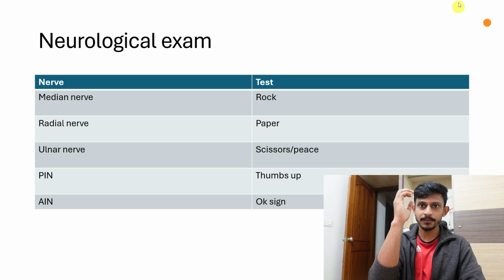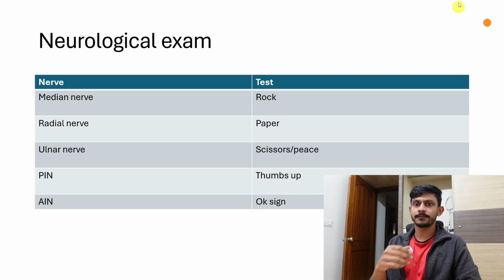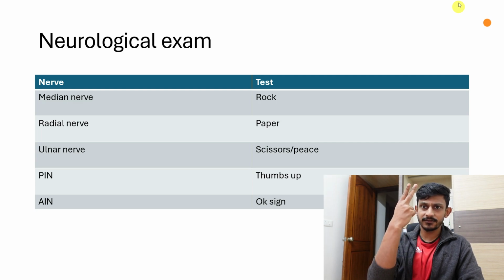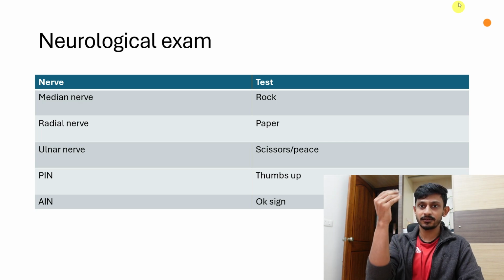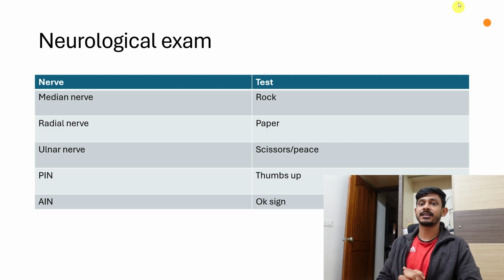Paper you can see is used to test wrist extension and extension of the fingers, which as you know, the extensor compartment is primarily supplied by the radial nerve. Thirdly, scissors or the peace sign is used to test the ulnar nerve because the finger abductors and adductors, which are the interossei, are all supplied by the ulnar nerve. PIN, posterior interosseous nerve, is tested by asking the patient to do a thumbs up, or basically thumb extension. Thumb extension, which is done by the extensor pollicis longus, is supplied by the posterior interosseous nerve.